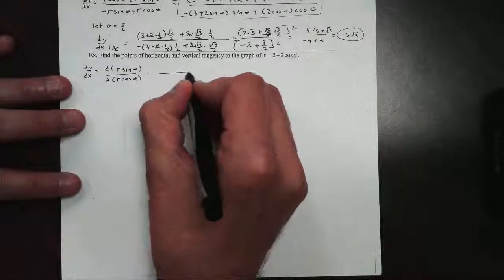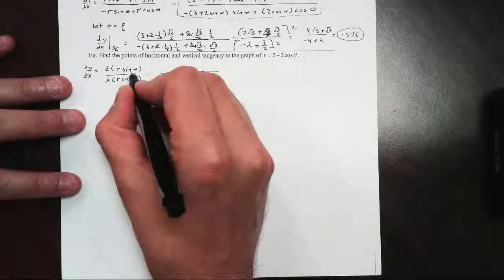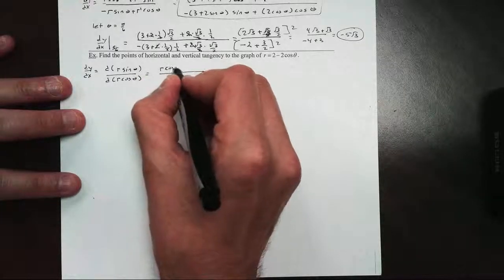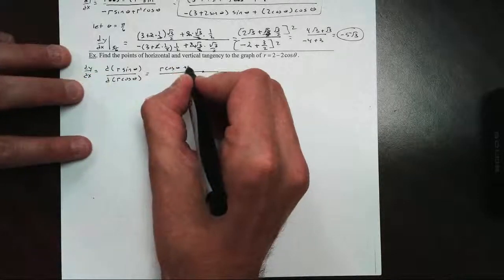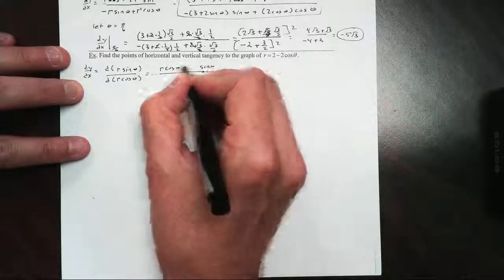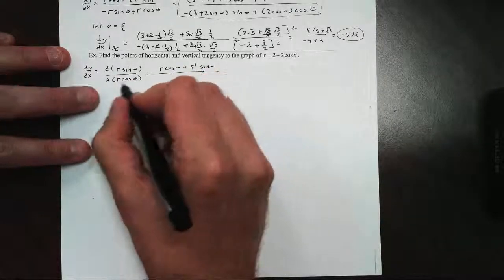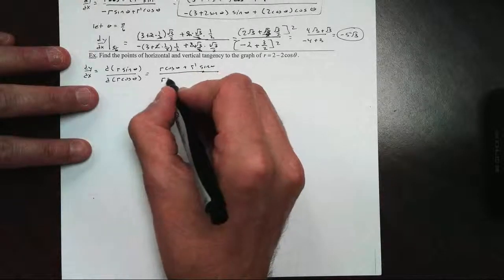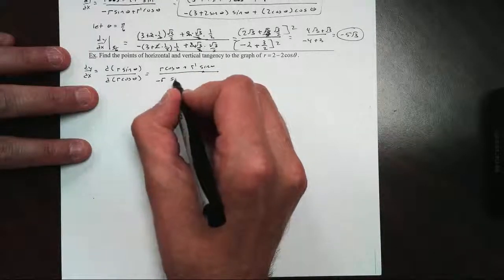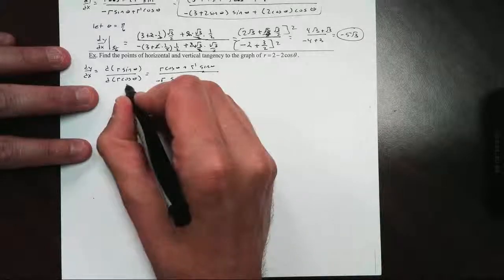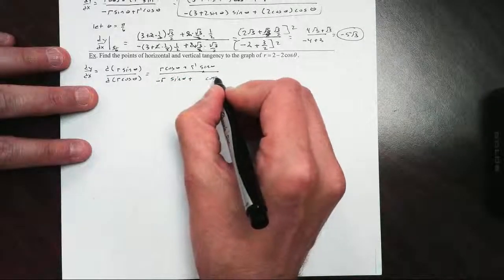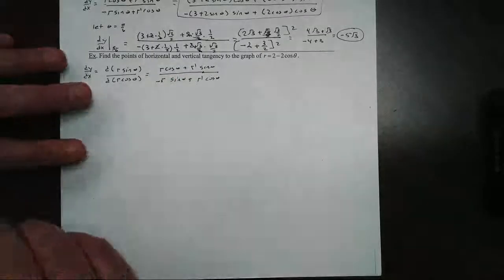And if I simplify this, it's very simple. It's just product rule. The first times the derivative of the second, plus the second, sine of theta, times the derivative of the first, which we call r prime. On the bottom, same thing, product rule. The first times the derivative of the second becomes negative sine of theta, plus the second, cosine of theta, times the derivative of the first, or r prime.